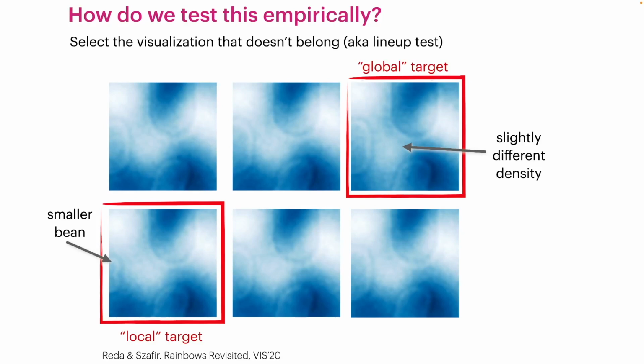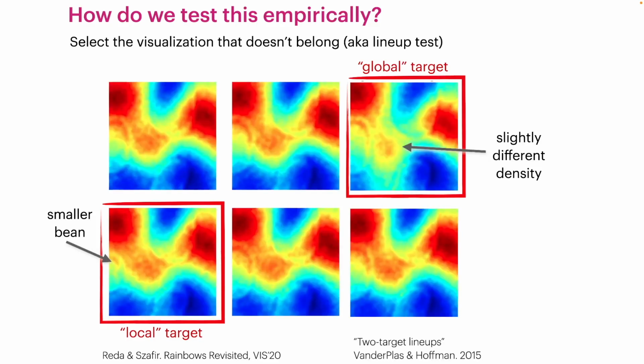And with this setup, we can see if viewers are biased to select one class of feature over the other, depending on the color map. In effect, by testing different color maps, we can measure if people are biased to report one of the two targets over the other.